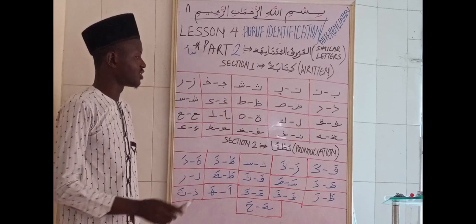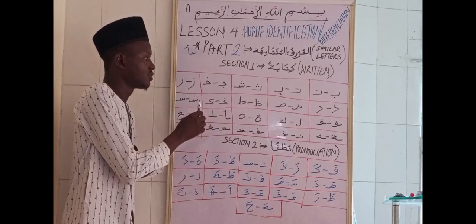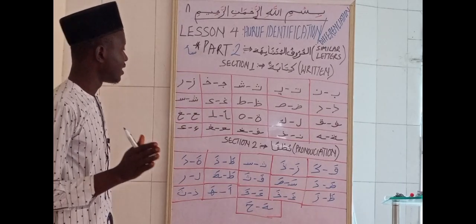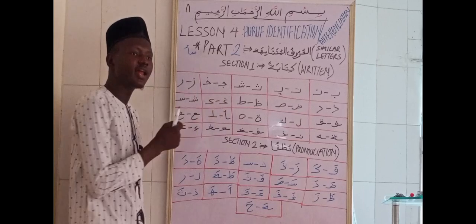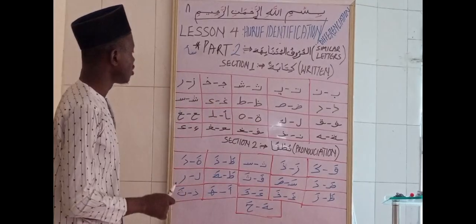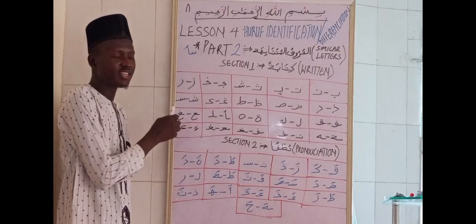And the dot differentiation. Ein and ghain. They are both letters of the throat. Letters of the throat. They are similar, with a single dot on ghain, and ein has no dot. Shin and sin.